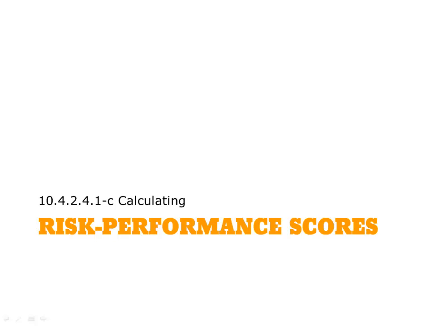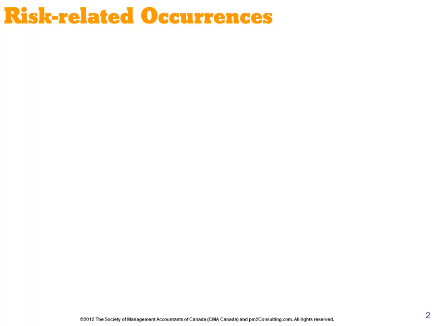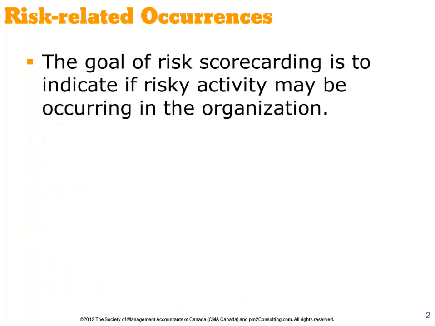In calculating the risk performance scores, we're going to be assigning a number from 1 to 10 on whether that risk is appearing to occur or not. See, here's the thing. With risk-related occurrences, the goal of the scorekeeping is to indicate whether that risky activity may be appearing in the organization.